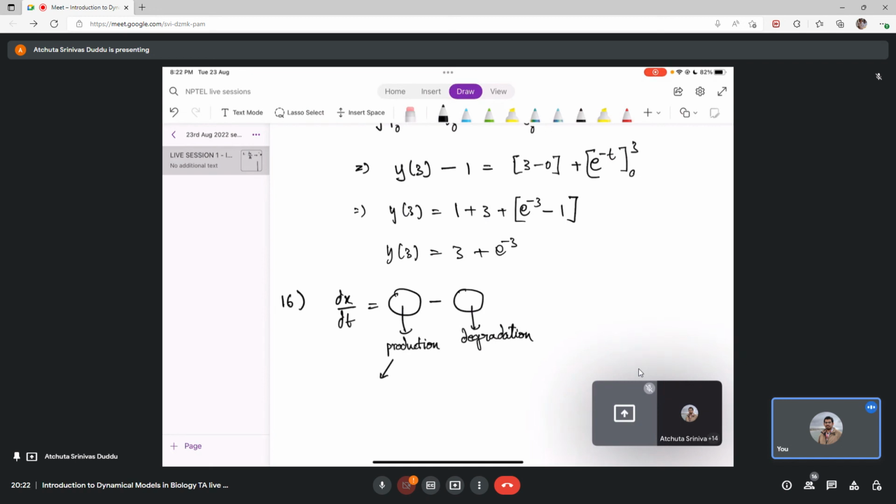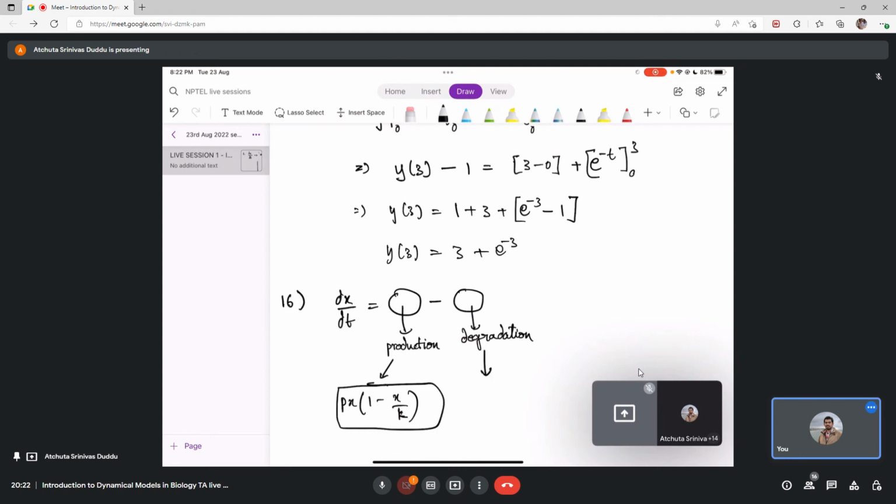If you remember the logistic equation, it is of the form 1 minus x by k, right? K is the carrying capacity of the environment, and P is another constant. You can go through the lecture for detailed descriptions of logistic growth models. As such, production is given as a logistic growth, so this is what you would consider.